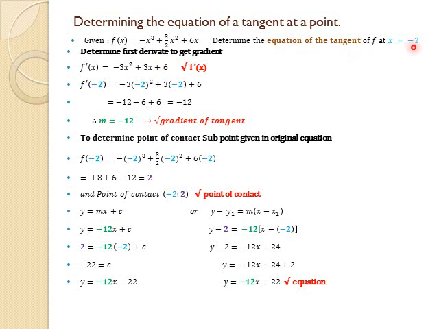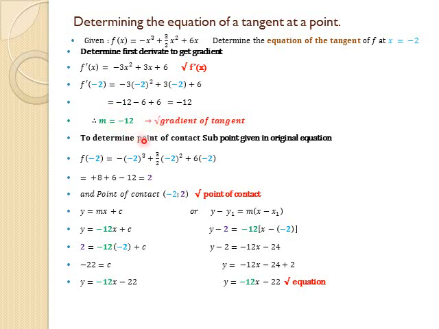Right, now they've given me the x value, so I'm going to substitute that in the first derivative at x equals negative 2. So there: minus 3 times negative 2 squared plus 3 times negative 2 plus 6. That gives me 4 times negative 3, which is negative 12, 3 times negative 2, which is negative 6, plus 6, so my gradient here equals negative 12. So the gradient of my tangent is negative 12.